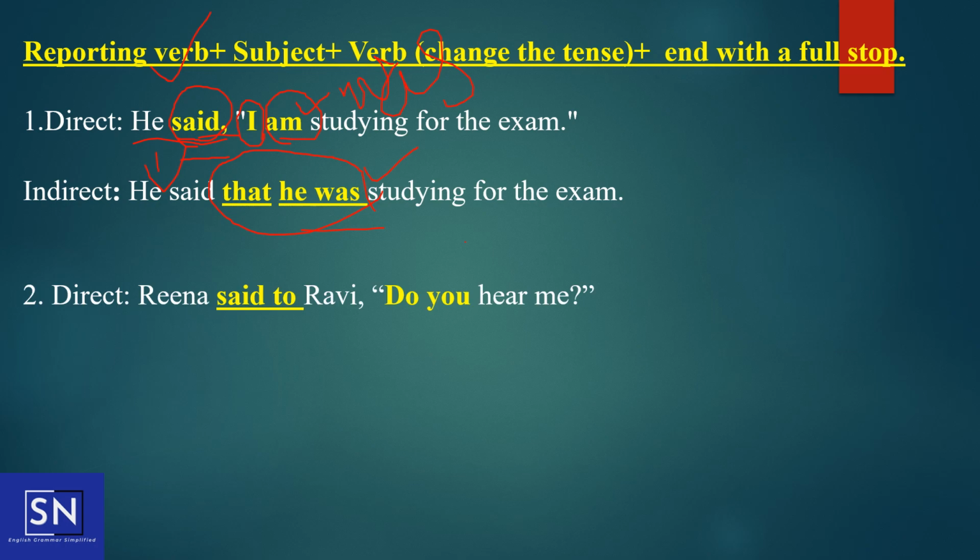Let's see one more example. Direct speech: Reena said to Ravi, do you hear me? Now, friends, let's analyze the type of sentence. What kind of sentence is it? Yes, you're absolutely right. It is an interrogative sentence because it ends with a question mark. Do you hear me? It ends with a question mark.